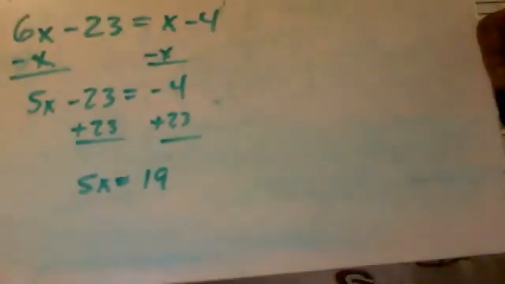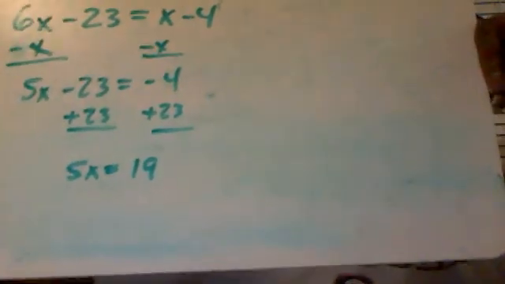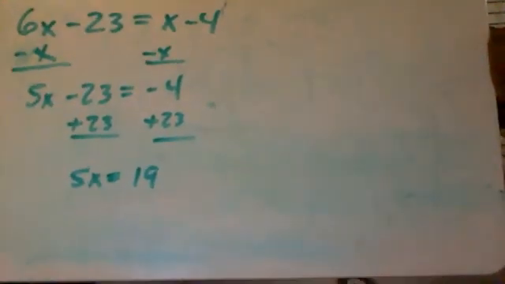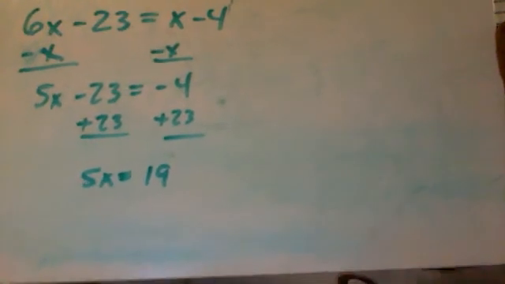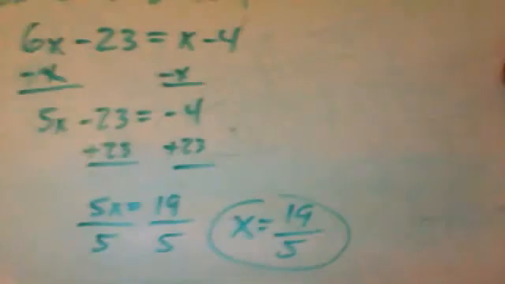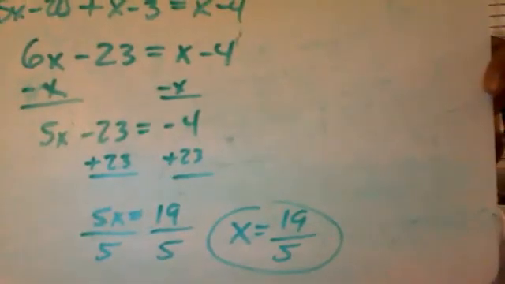I have 5x equals 19. Now, if it was 5x equals 20, y'all would know the answer is x equals 4. But since it's not 20, we can't just say it's 4. You divide 5 into 19, and it's actually a fraction or a decimal. Just leave it as a fraction. So it's going to be 19 over 5. Alright, so it's x equals 19 over 5.